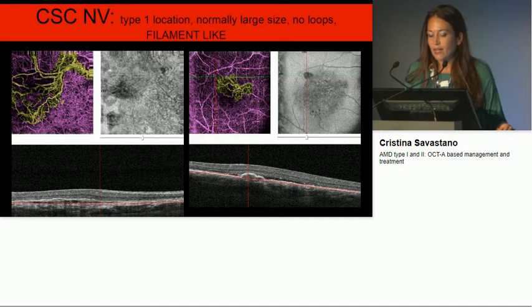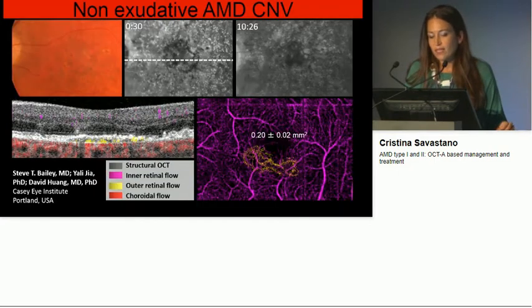This is a typical aspect of filament-like neovascularization in CSC patients that are generally with the normally large sites, with the few loops all around the neovascularization. And this form that is named non-exudative AMD CNV is evident in the OCT angiography, the neovascularization here in yellow, but if you observe and study the cross B scan, it is impossible to see the activation in B scan, and generally this is a quiet neovascularization.